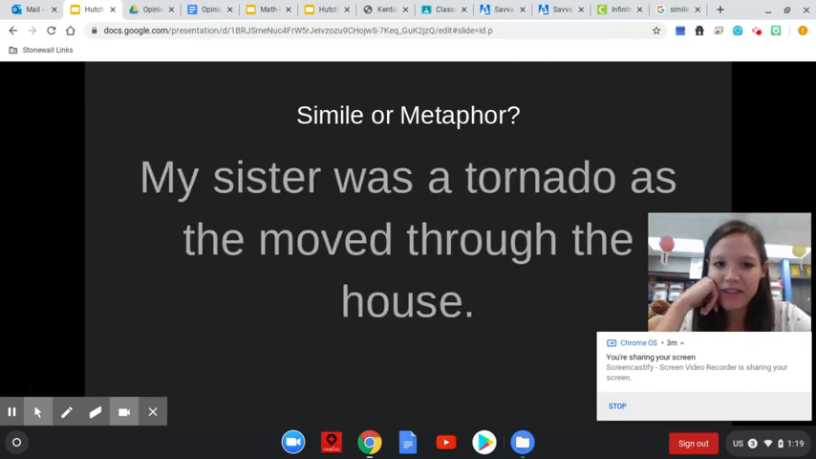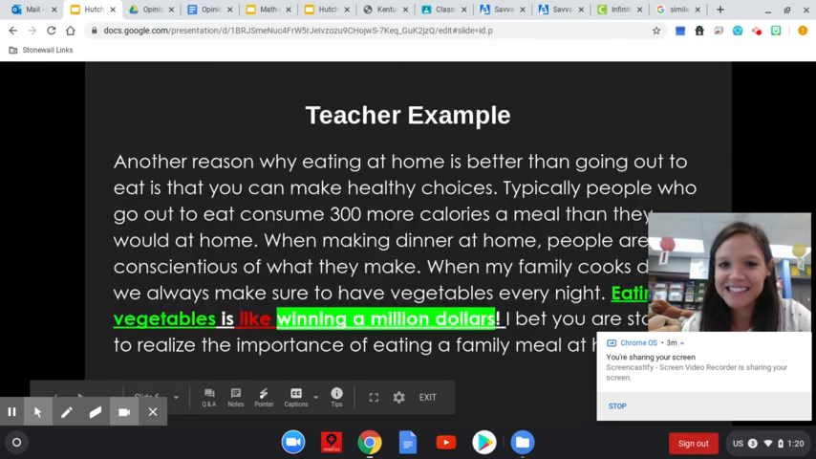All right, now we have another one. My sister was a tornado as she moved through the house. So I'm comparing my sister to a tornado. Would that be a simile or a metaphor? Hopefully, you said metaphor because we're comparing the sister to a tornado, and instead of saying she was like a tornado, we're actually saying she is a tornado. So, with metaphors, you're kind of saying this is something else. All right, I hope you're starting to get it.